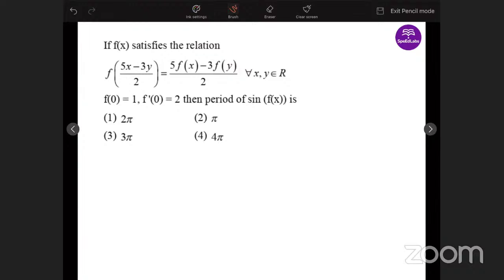Sir, we can put y equal to 0 and find a relation between f of x and f of 5x by 2. Okay, carry on.